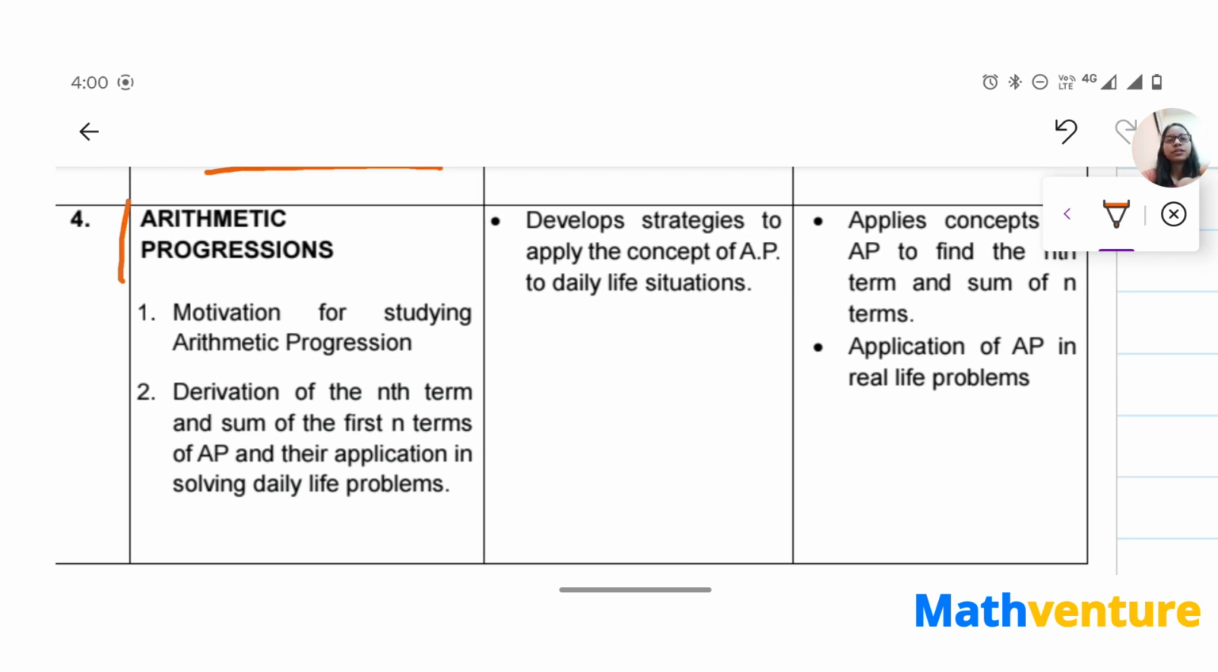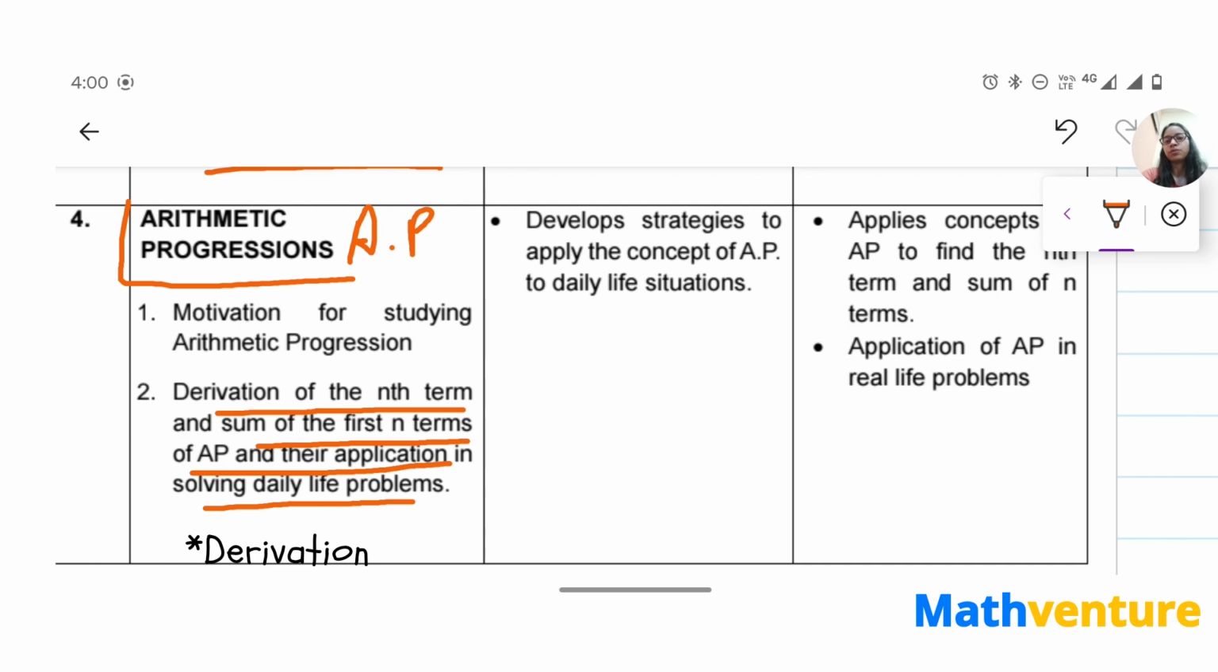Next is arithmetic progression, in short we say AP. There are 5 to 6 formulas you need to learn, and you will be good to do all these questions to find the terms, the common difference, the derivation of the nth term, and the sum of the first n terms of an AP, and their applications in solving daily life problems.